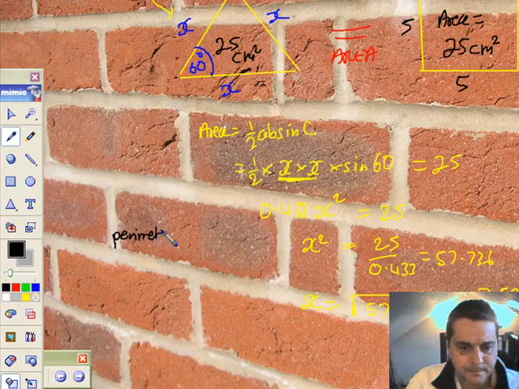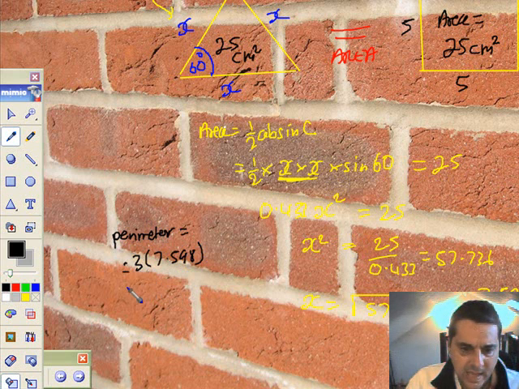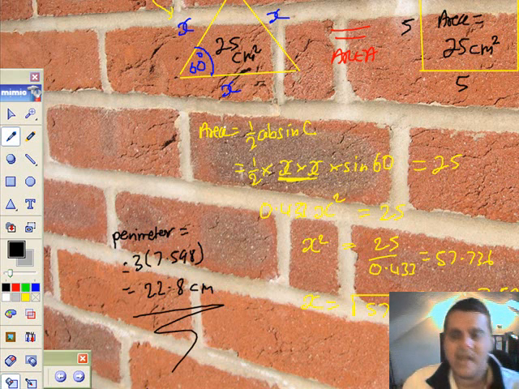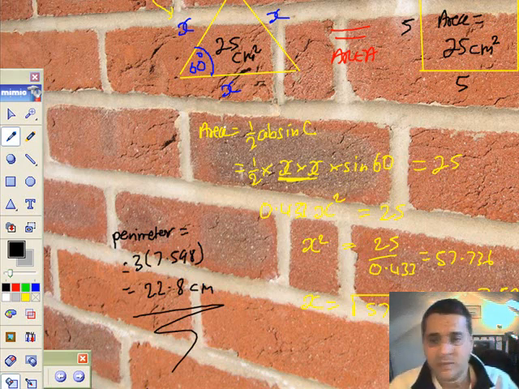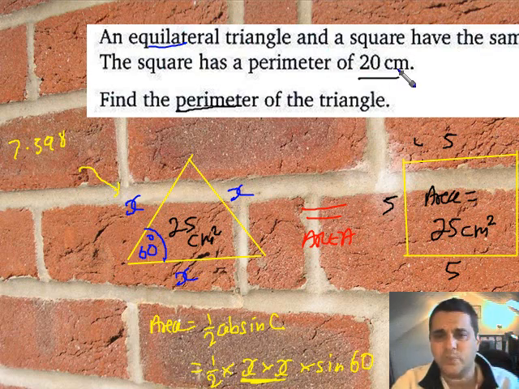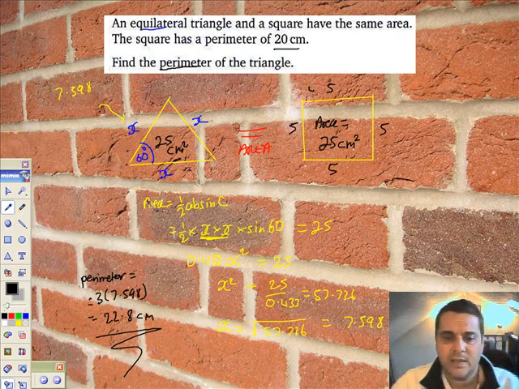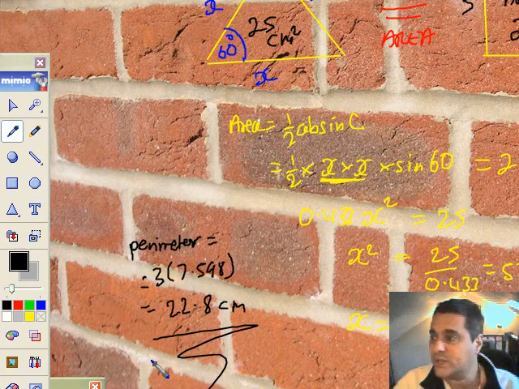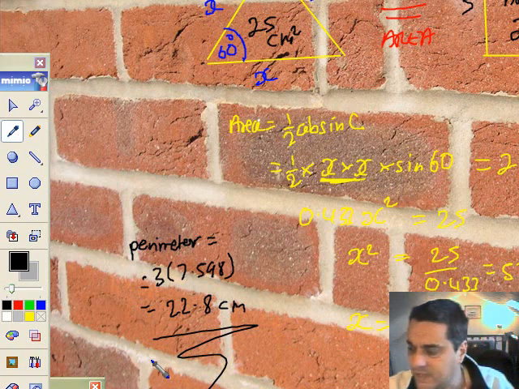The perimeter is going to be 3 lots of 7.598, and that's going to be 22.795. Yeah, 22.8 centimeters, and that's it. Lovely, isn't it? So that's a really creative question. So what we've got here, we've got seemingly a question with just one number in it, a simple number 20. We got all this out of it, and we got the perimeter of the triangle, 22.8. Beautiful. All right, see you later in the assess.